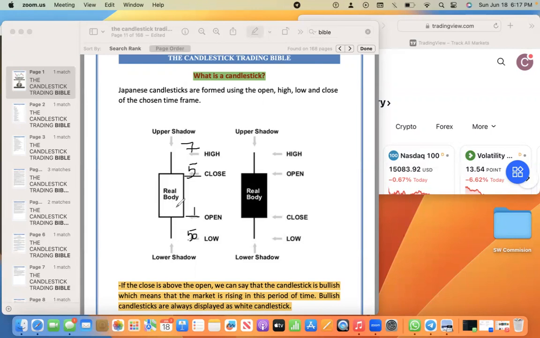And this is for a buy candle, right? You have to understand the open, the close, the high, and the low, right? So this, of course, will be the sell candle. And let me take this off. This will be a sell candle, right?